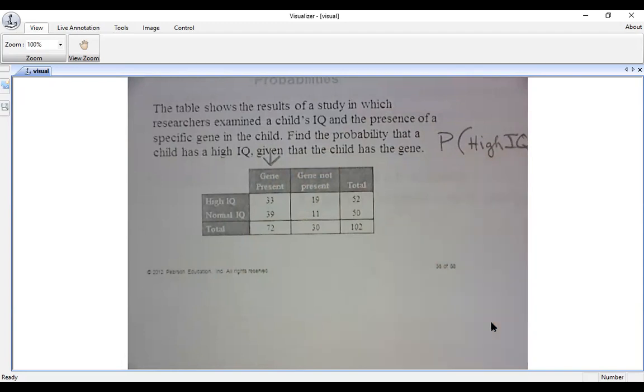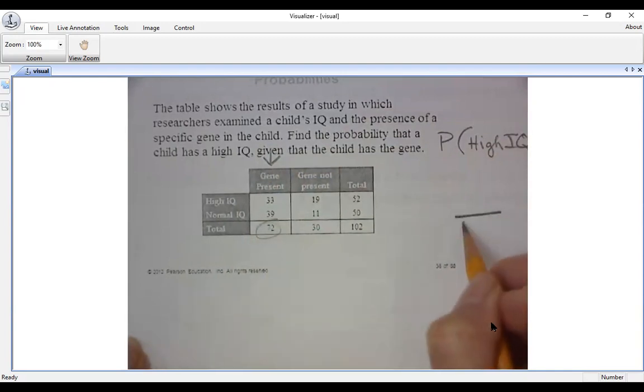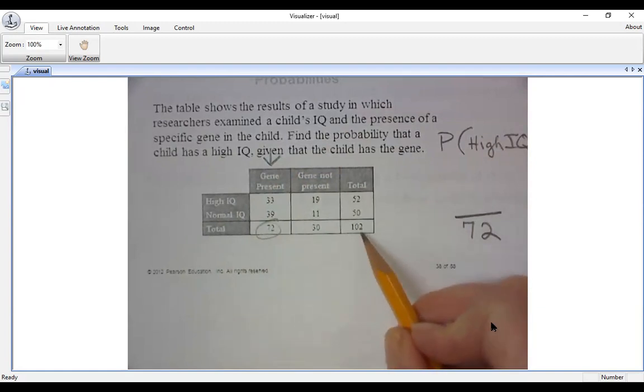So how many of these students have the gene? 72. This number right here. That's my denominator. Those are the only ones I'm interested in out of this group. I do not use this number because this includes people who didn't have the gene. Now, out of those 72 that had the gene, how many have a high IQ?